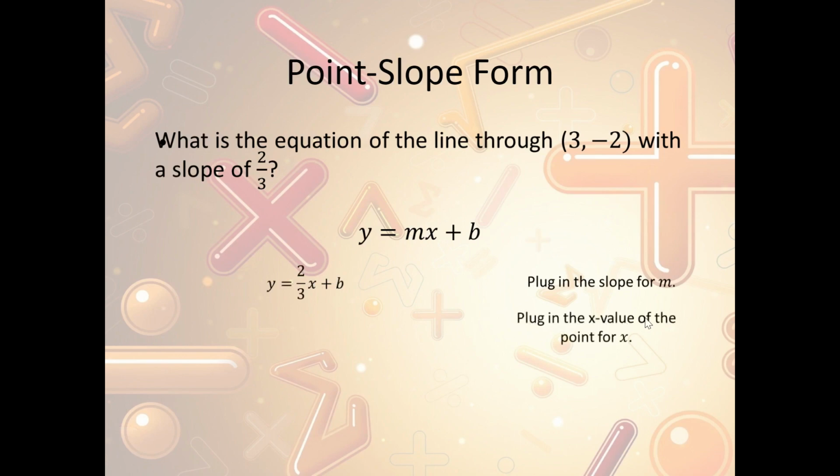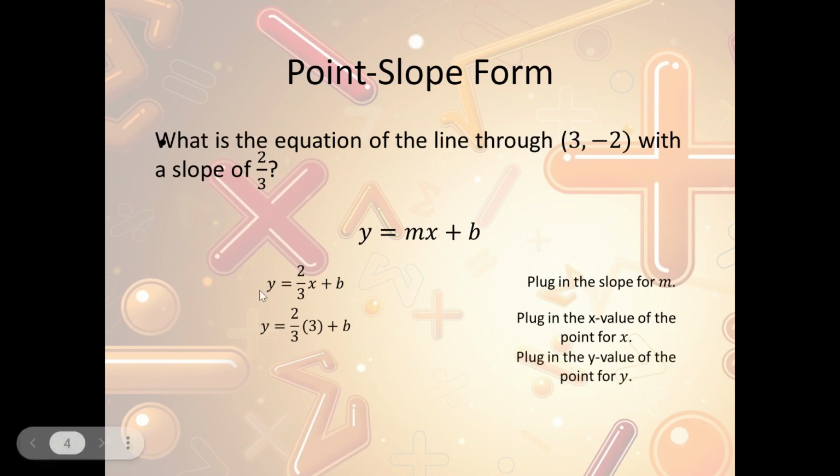Then we'll plug in the x value of the point we know. The x value is 3, so we plug that in for x. And then we plug in the y value for y, which in this case is negative 2, so we plug that in for y. And we get negative 2 is equal to 2/3 times 3 plus b. Now we can solve for b. We get 2/3 times 3, which when we multiply this out, we get 6/3, which is the same thing as 2.